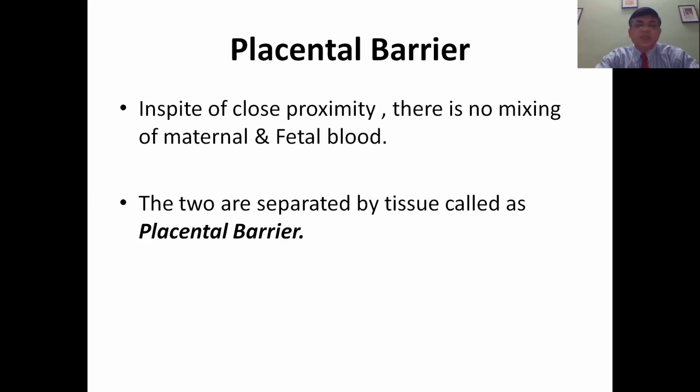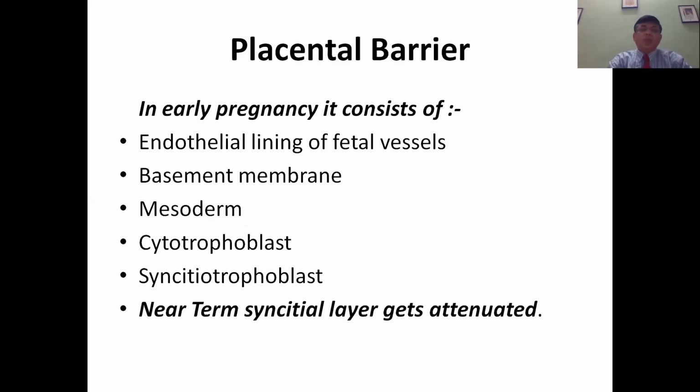The two, I mean the maternal and the fetal blood, are separated by tissue. The two are separated by tissue called the placental barrier. In early pregnancy, this placental barrier consists of the following things.